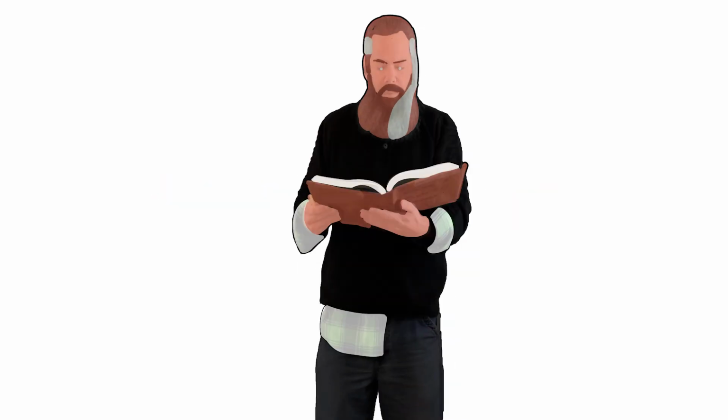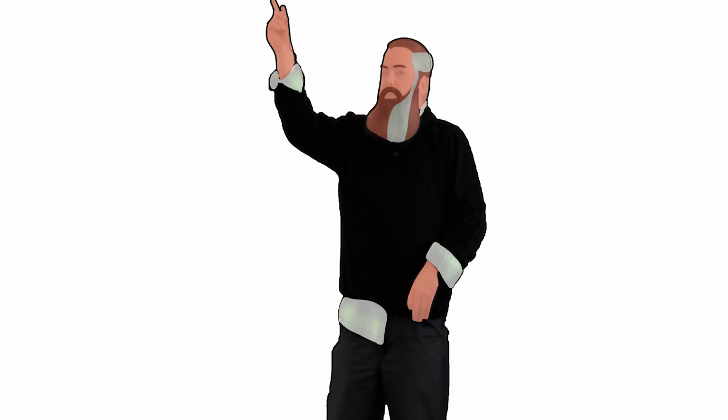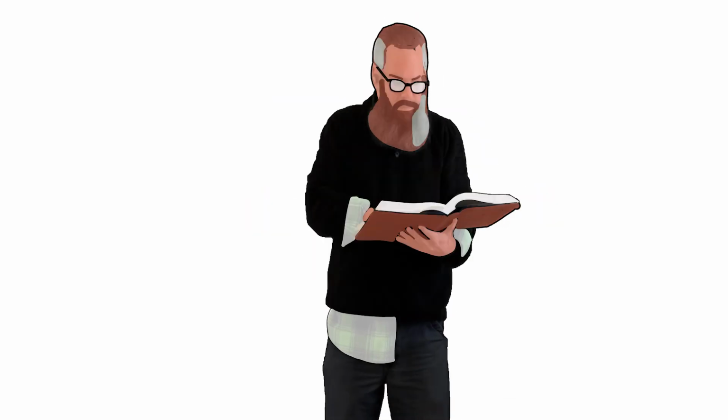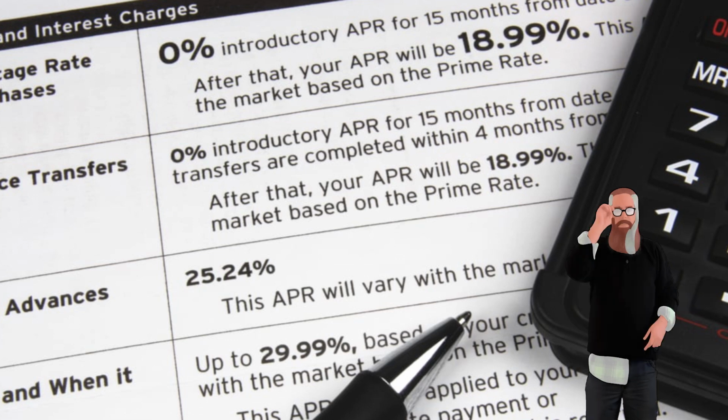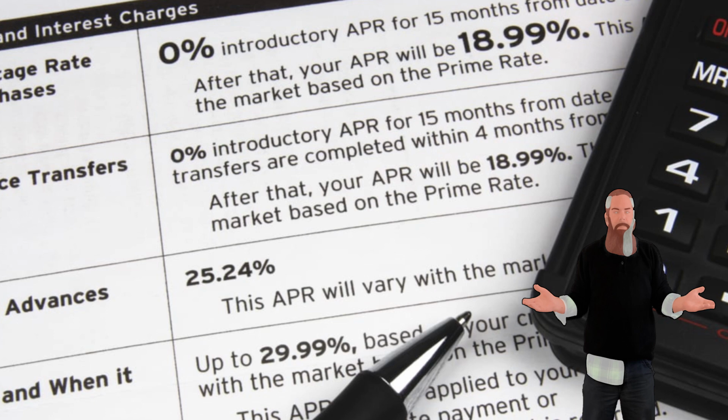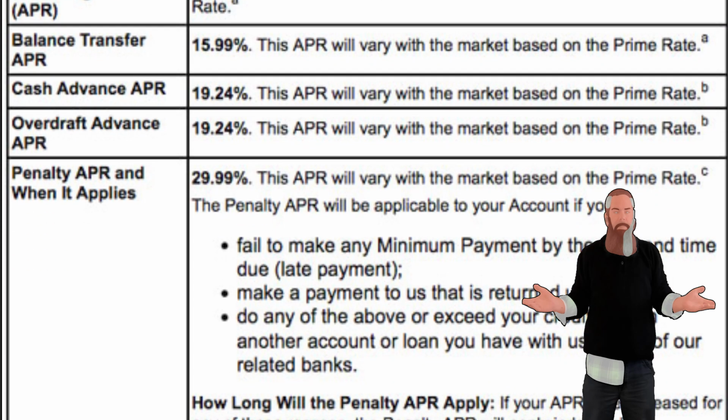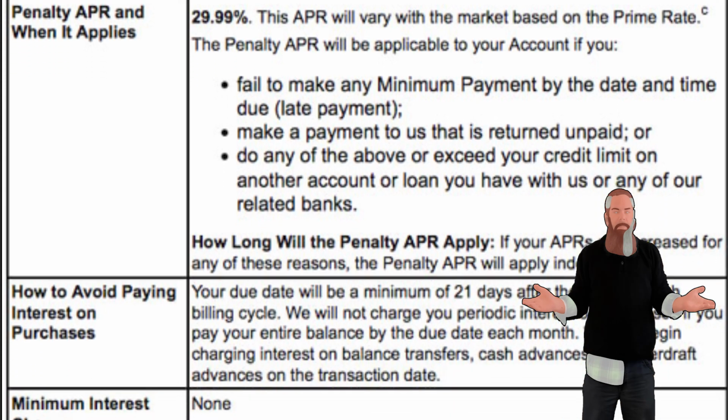The Truth in Lending Act also requires all creditors to disclose key information about credit card fees in the same exact format so customers can easily read it and compare credit cards. This information is in a box on the credit card bill called the Schumer box, after Senator Chuck Schumer, who sponsored the legislation. On the screen is an example of a Schumer box.